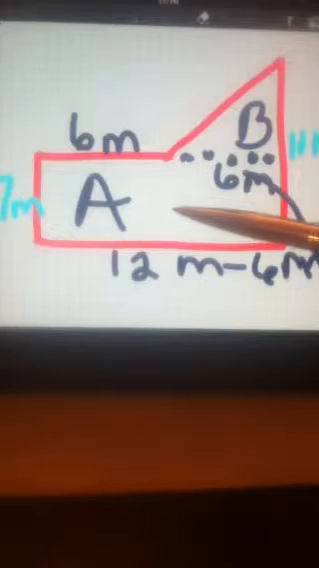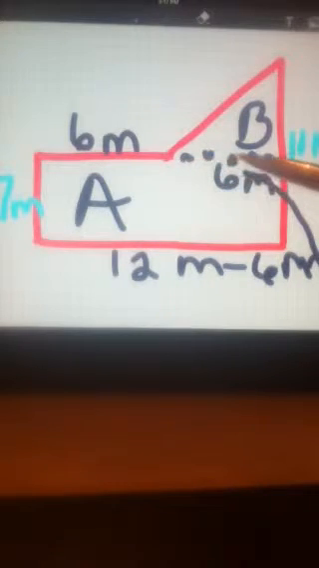Now what they've given me is this total distance here is 12. So that's why I have the 12 here. The total height here is 11 meters, and this side here is 7 meters. And they give me the partial length of this side here, which is 6 meters. Now, in order for me to find this length here, I would have to subtract 6 meters from 12, which I did down here, 12 minus 6, which gives me 6. 6 plus 6 is the total length across, which is 12 meters.